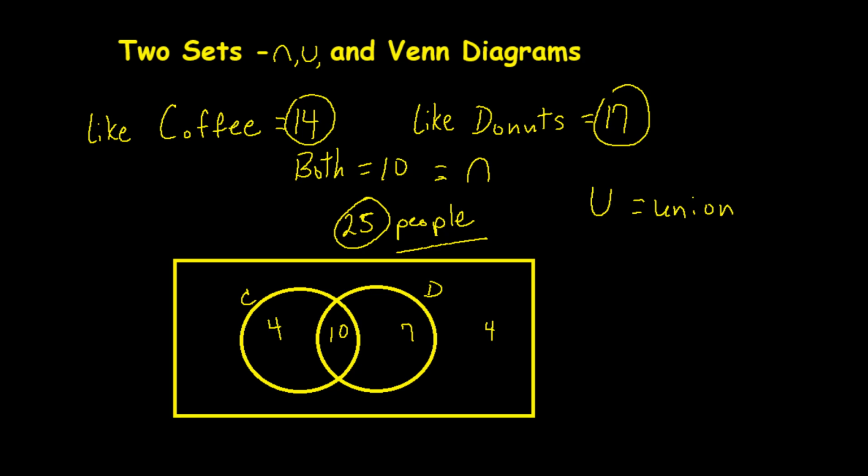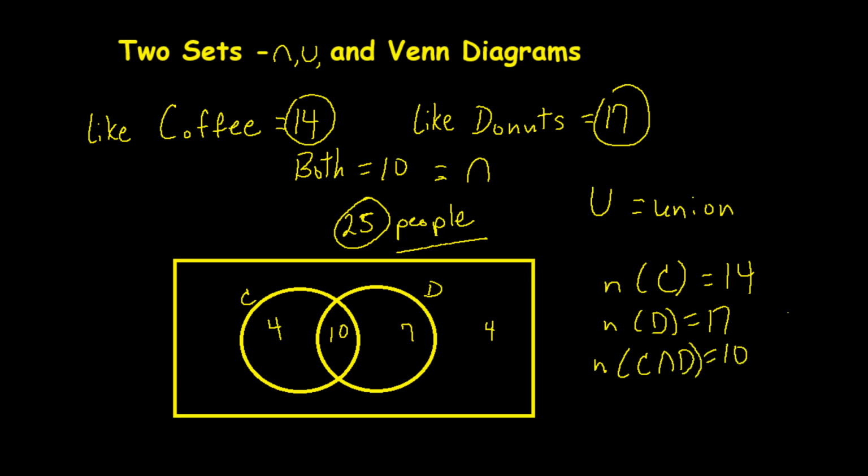Now let's look at the set notation. In set notation, we write n in front of parentheses to stand for the number of elements in that set. So the number of elements in set C, meaning all the people that like coffee, is 14. The number of elements in set D is 17. That's all the people that like donuts. And the number of elements in C intersect D, all the people that like both, is 10. The number of elements in C union D is 21, which is everything that we see within circles C and D added together.